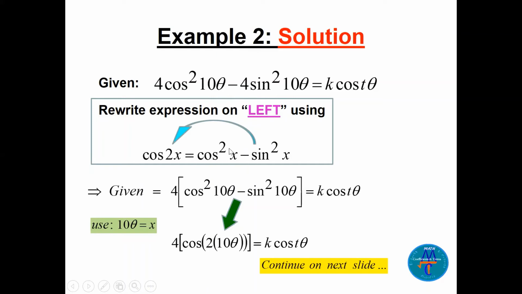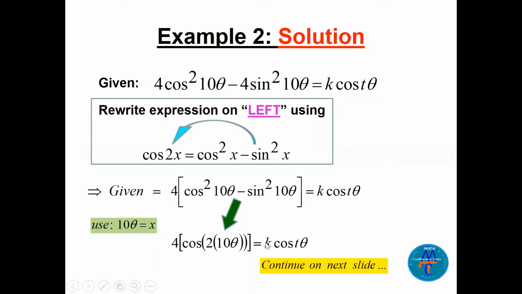Cosine squared of x, where x is any angle, minus sine squared of x. If you go back, it will be cosine of the double angle. See, take 4 as a common factor. That's the given now. Inside the bracket, we have cosine squared of 10 theta minus sine squared of 10 theta. Now let's go back. See the 10 theta here in our question, the 10 theta is the x. See, x and x. So it will be 4 outside. By this formula, it will be cosine 2 times x. And remember here, the x is the 10 theta.